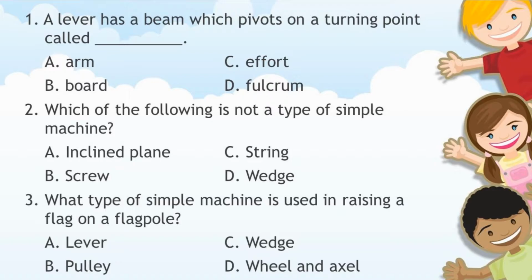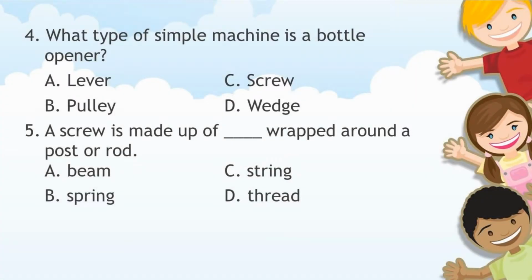Number 3. What type of simple machine is used in raising a flag on a flagpole? A. Lever. B. Pulley. C. Wedge. D. Wheel and axle. Number 4. What type of simple machine is a bottle opener? A. Lever. B. Pulley. C. Screw. D. Wedge.